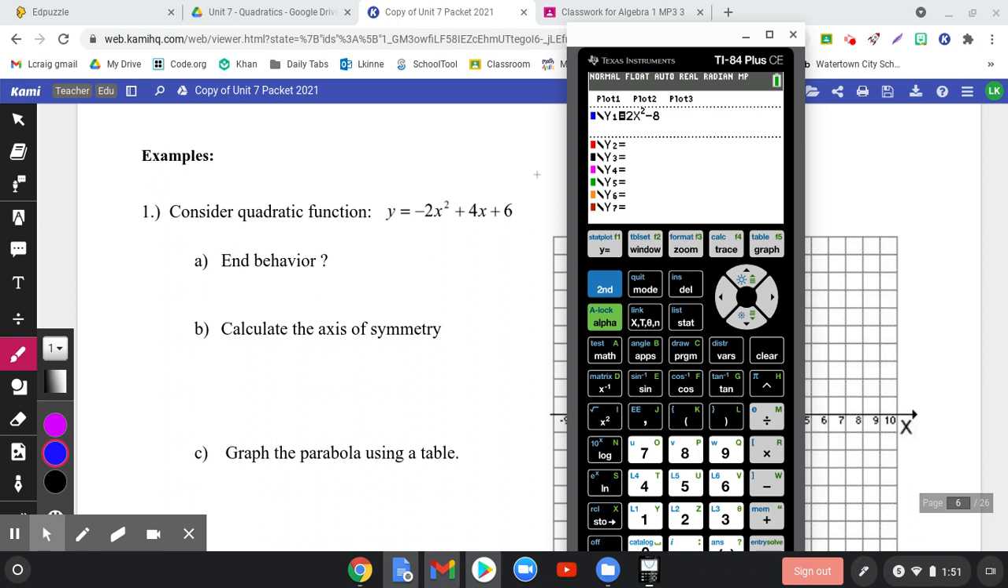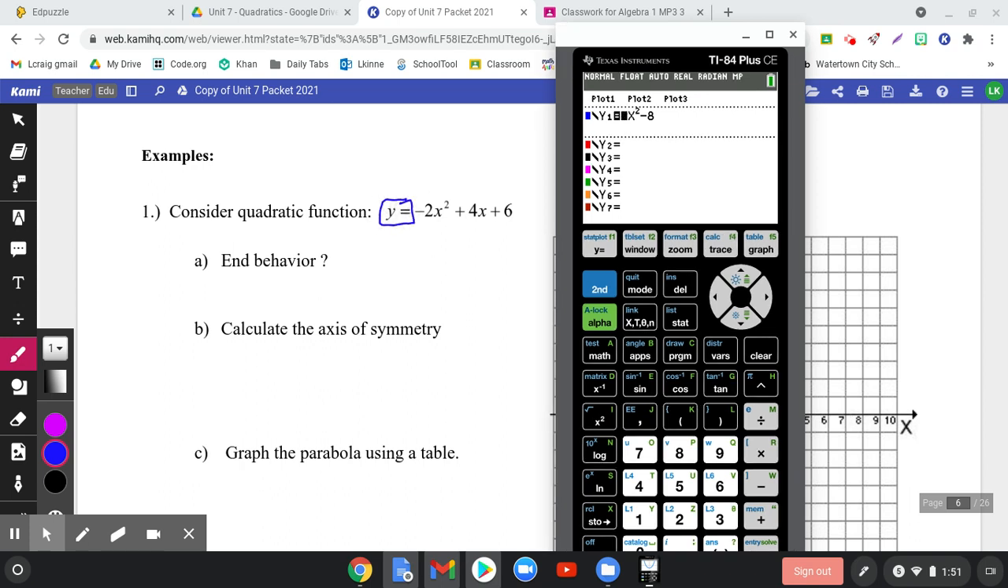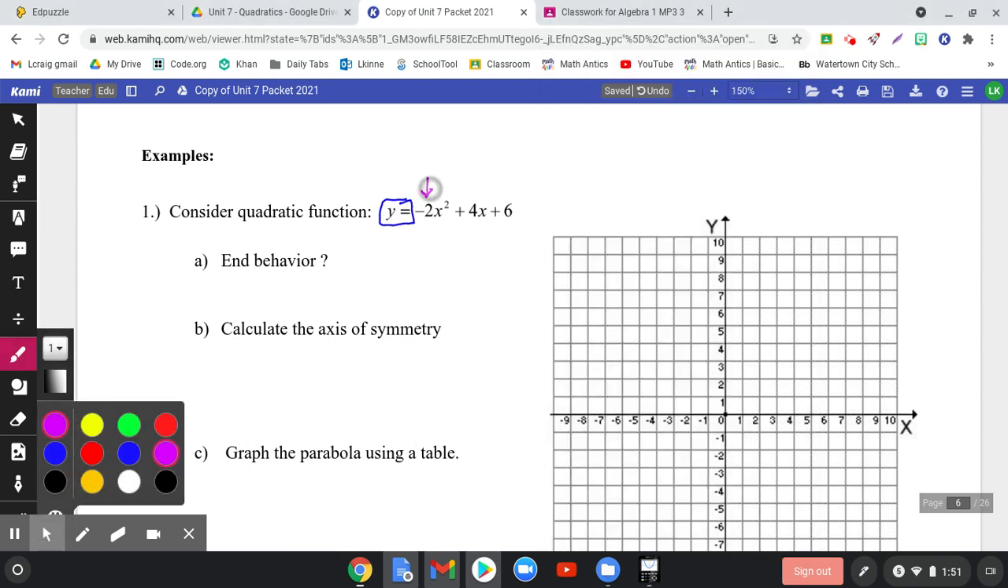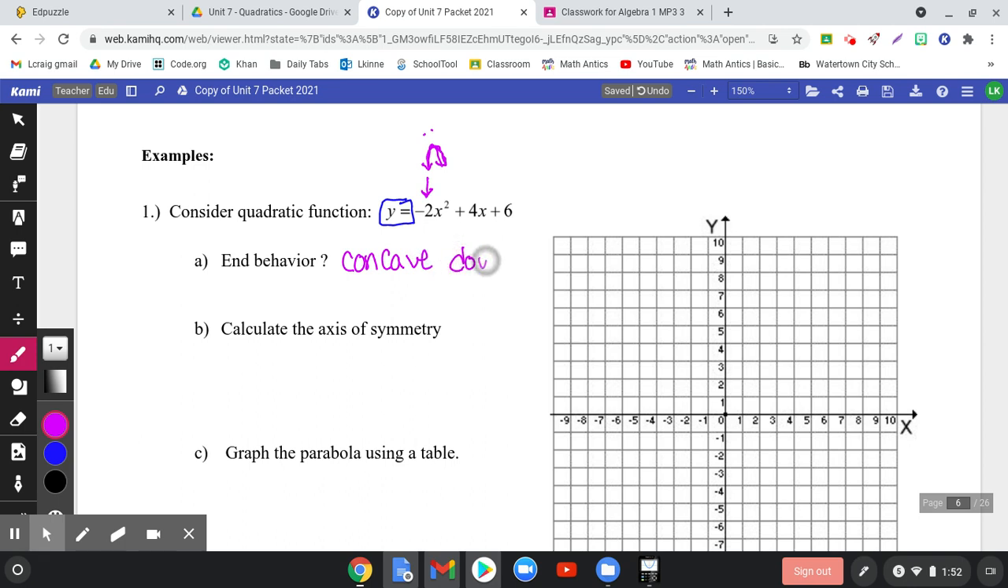Anytime you see f of x equals or y equals or anything like that, we're going to go right to the calculator. Negative 2x squared plus 4x plus 6. Now, before I even look at it, do you see how the number in front of x squared is negative? That tells me that it's going to be a graph that looks like a frown. So my end behavior I know is going to be concave down, like a frown, because x squared's being negative. If someone's being negative, they're frowning.